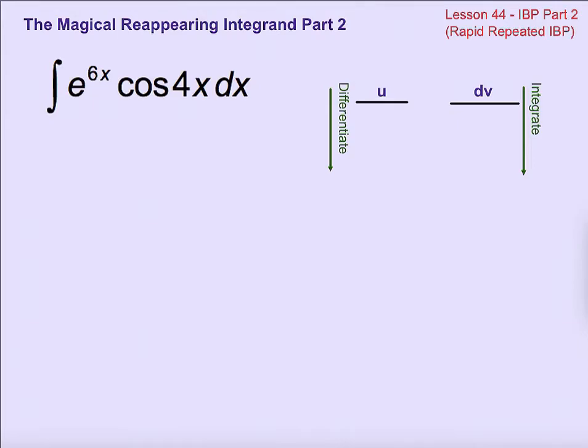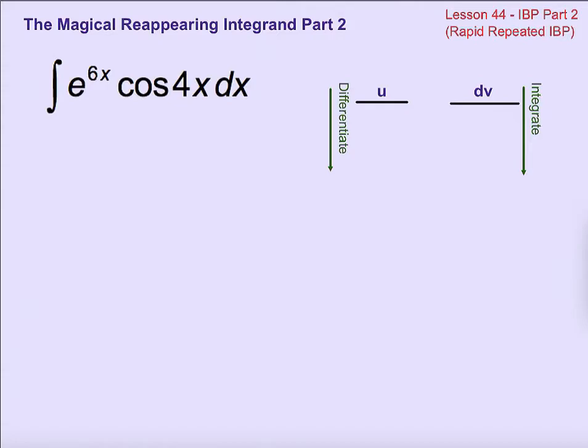The second video for today is going to look at two different examples of where the rapid repeated integration by parts can help us with some tricky integrals. This one is going to be another case of the magical reappearing integrand. And we'll see how integration by parts can lead us there. So we're going to start with taking the antiderivative of e to the 6x times the cosine of 4x with respect to x. And we're going to split our product into u and dv.